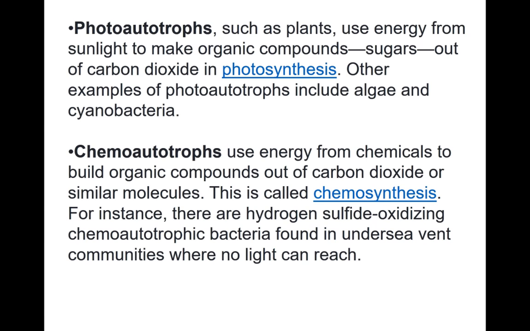Then we have something called chemoautotrophs. They use energy from chemicals to build organic compounds out of carbon dioxide or similar molecules. This is called chemosynthesis. For instance, there are hydrogen sulfide oxidizing chemoautotrophic bacteria found in undersea vents, communities where no light can reach. So this is the stuff that happens at the bottom of the ocean. They're self-feeders, but they're made through chemosynthesis.